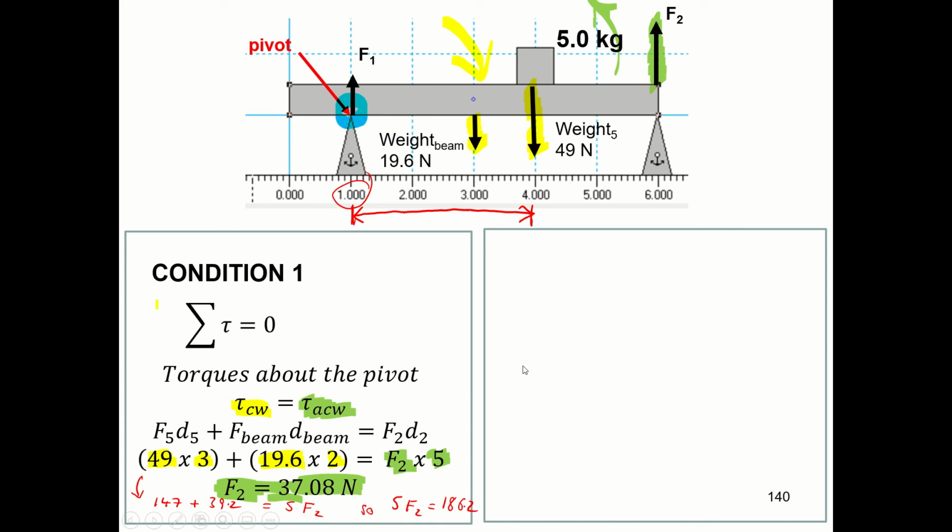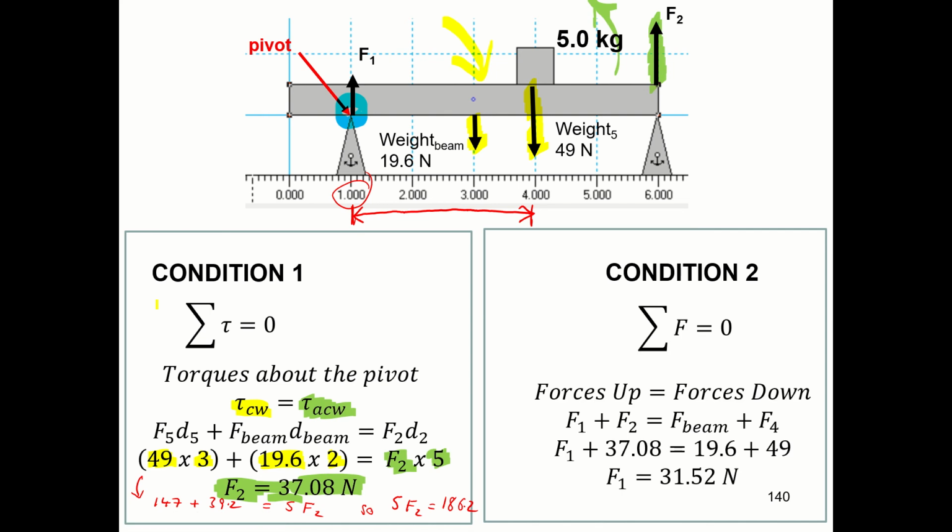Now, I said before that there are two conditions for equilibrium. The clockwise torques equal the anti-clockwise torques. That's the one that students find hard. The easy one is that the forces up must equal the forces down. The forces up will be F1 and F2. They're both trying to push the whole beam upwards, and they must perfectly balance the 49 newtons weight of the big box and the 19.6 newtons weight force of the beam.